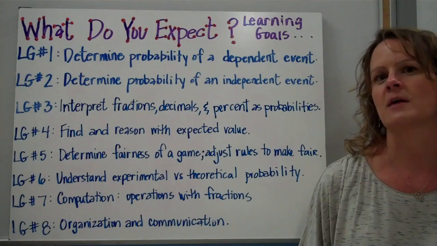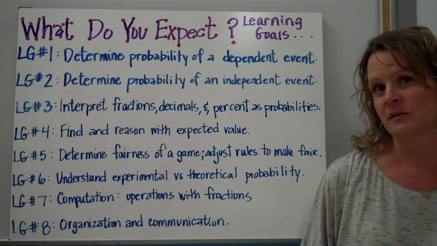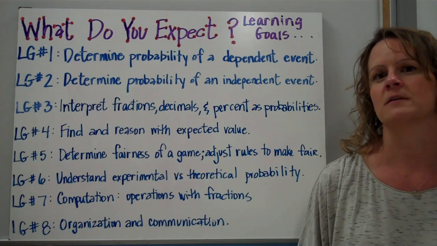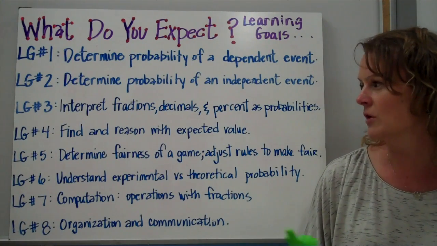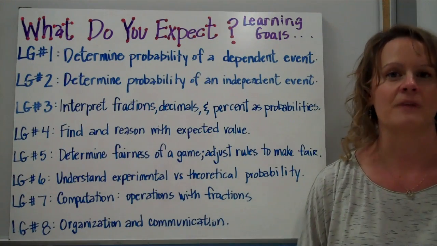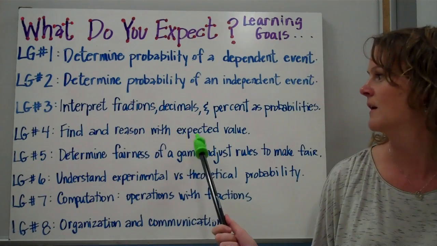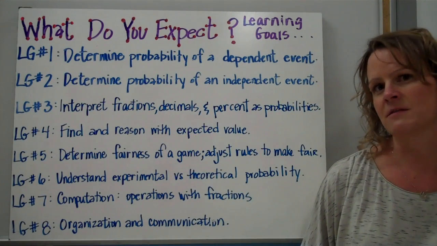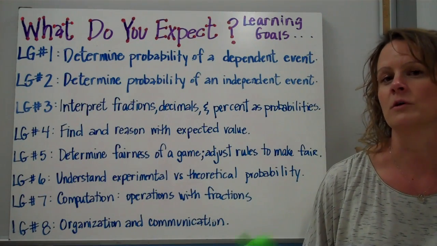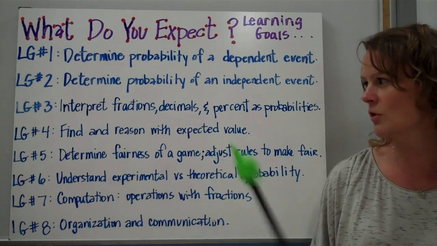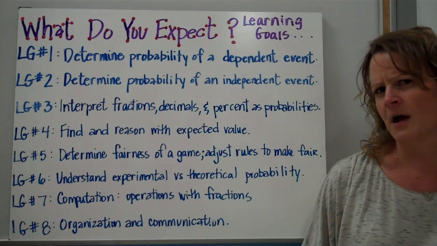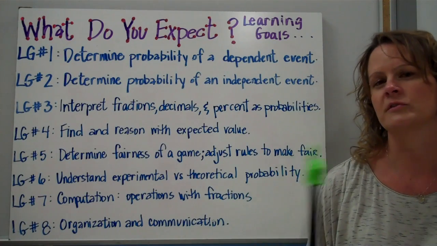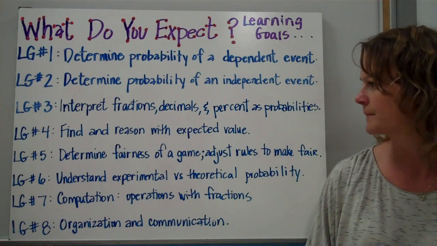In fact, every time that you give an answer as a probability, you'll give that answer in terms of fraction, decimal, and percent equivalents. Learning goal 4, you're going to find and reason with expected value, and of course you're going to end up understanding a lot about what expected value means and how it applies to a lot of real-world applications. Learning goal 5 is to determine the fairness of a game, and not just to determine if it's fair or not, but also to adjust the rules or the scoring system in order to make a game fair.